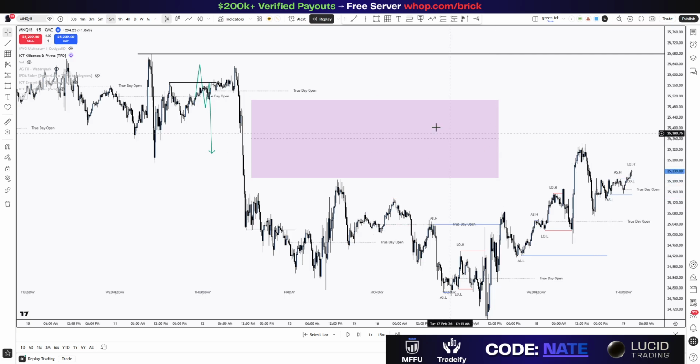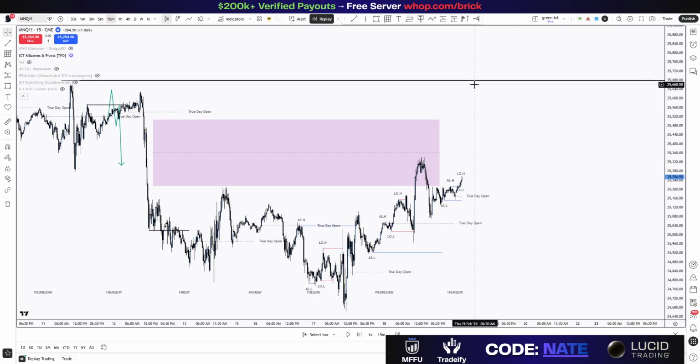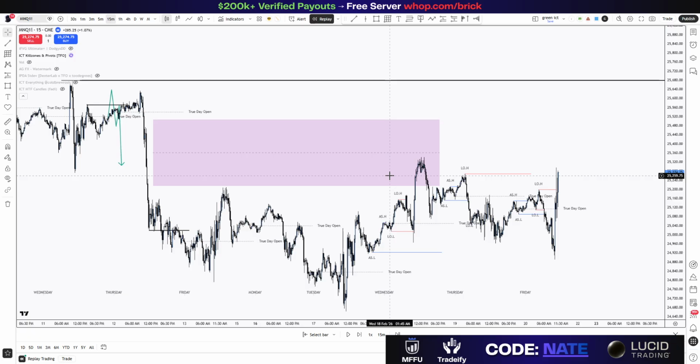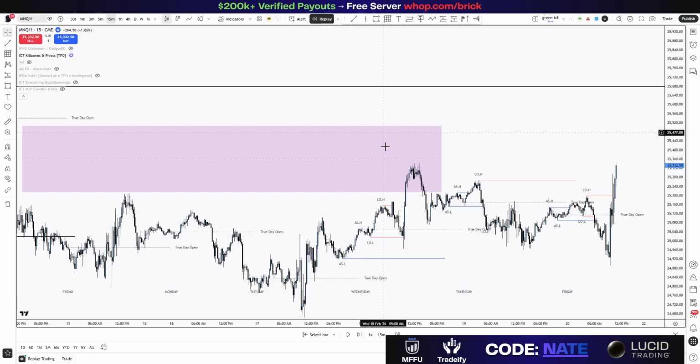And as you can see, we trade back up into the midpoint. Now price is most likely going to come up, maybe fail to make a new high, and then we're just going to be in a range. But the point I'm trying to make is you can find opportunities within these windows.